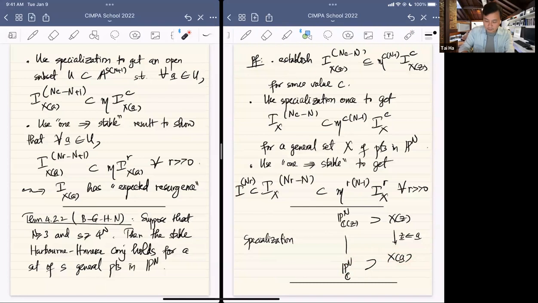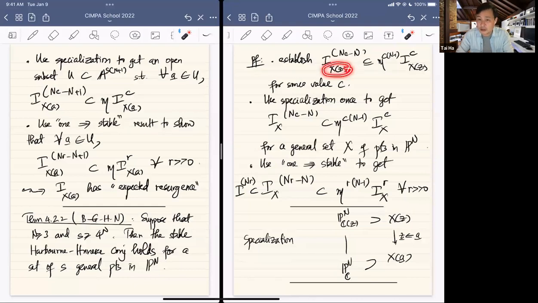Okay, so if you look at both of these proofs, these two steps are kind of straightforward because they follow from specializations, and then this one follows from one containment implies stable containment. So what are the difficulties? Why in this theorem, for example, do we need the condition that s has to be at least 4 to the power n? It lies in the first step.